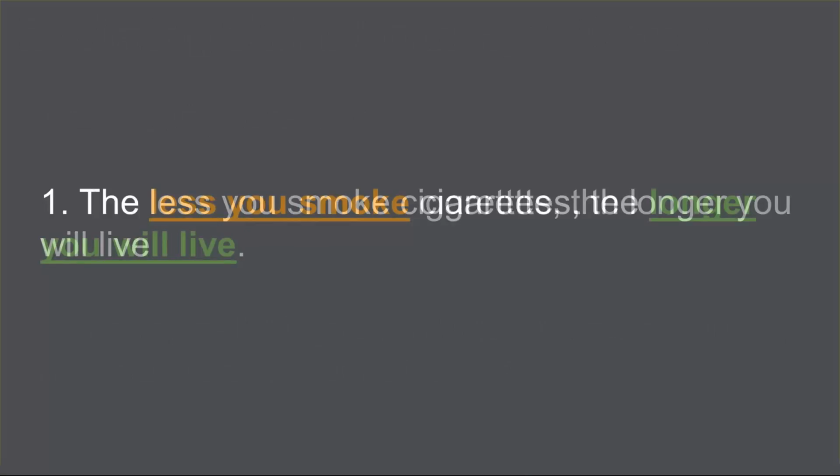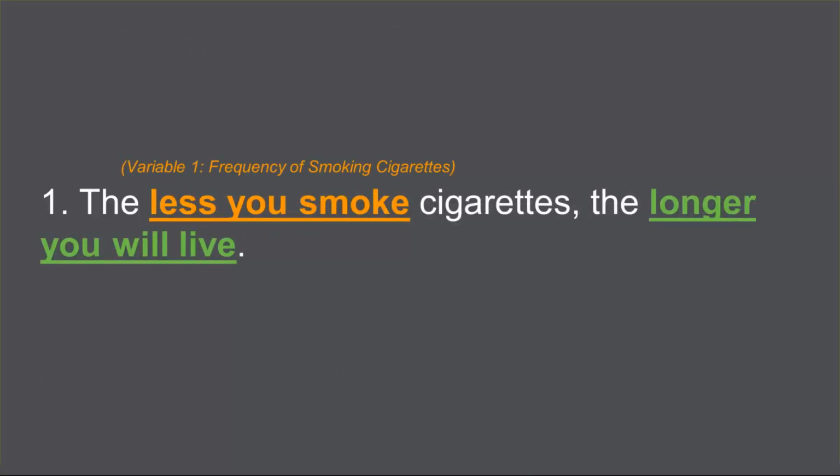Well, the first variable is the less you smoke, or the frequency of your smoking, right? It can vary. Your frequency of smoking can be high, it could be low, it could be none. So that's one variable. The second variable is your life expectancy, or the longer you will live, shown here in the green. So in this hypothesis, you see that the less you smoke, variable 1, the longer you will live, variable 2. Those two things can vary.